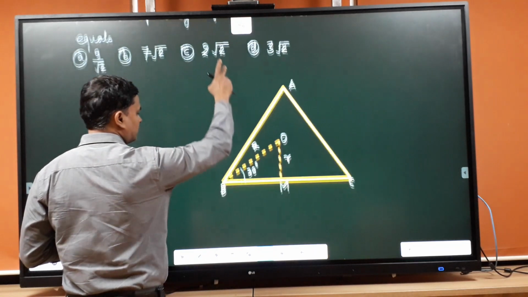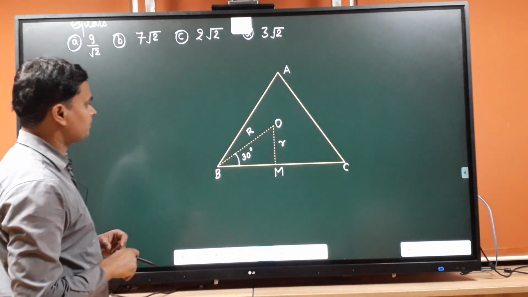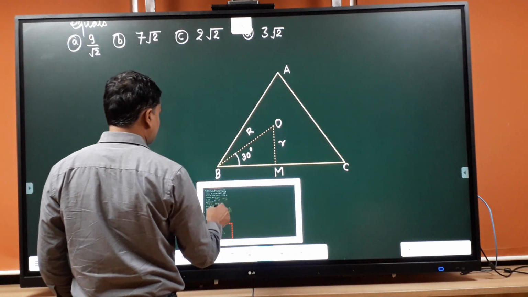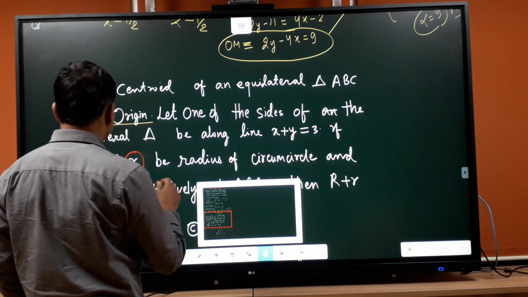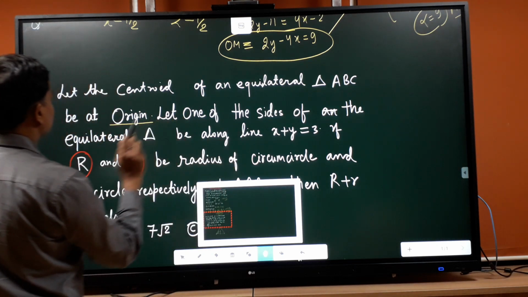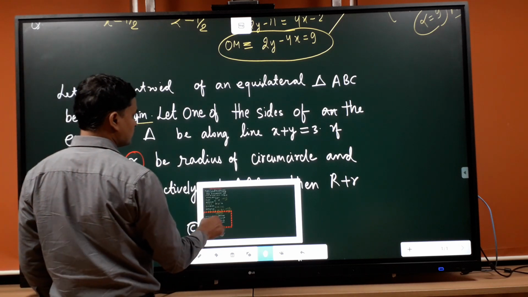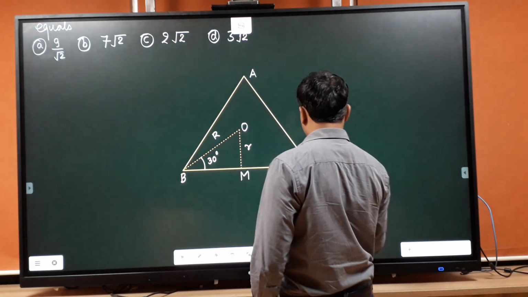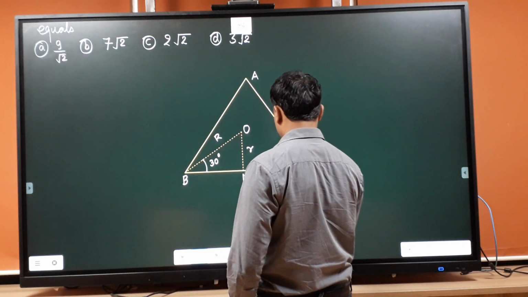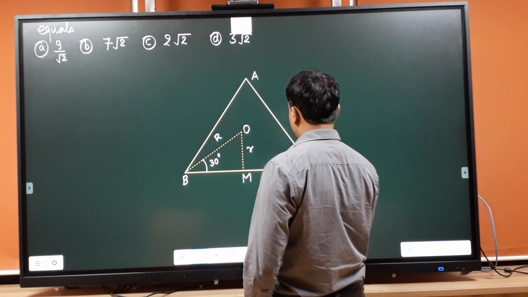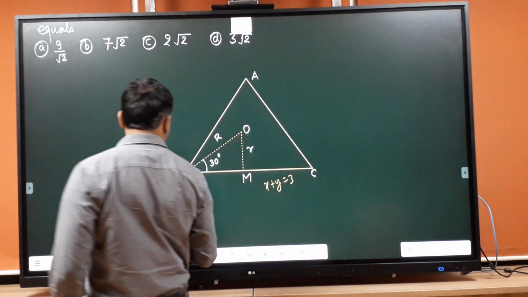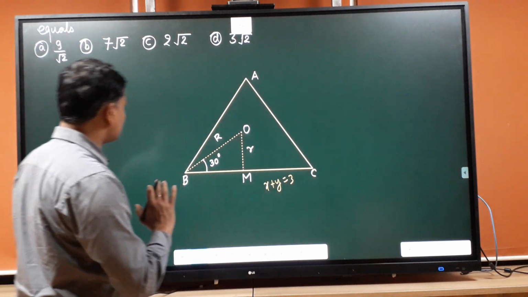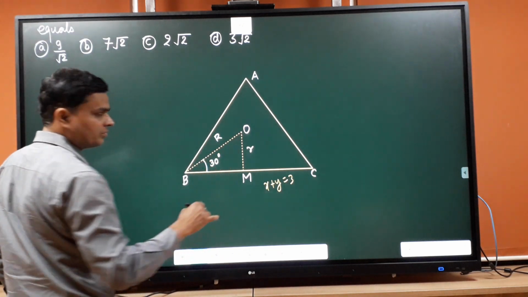So coming to the diagram, this is the equilateral triangle ABC, and it was given that one of the sides is along the line x plus y is equal to 3. So let us say that this side is along x plus y is equal to 3. Now let us say O is the centroid, then you can find the distance of the centroid from the side.